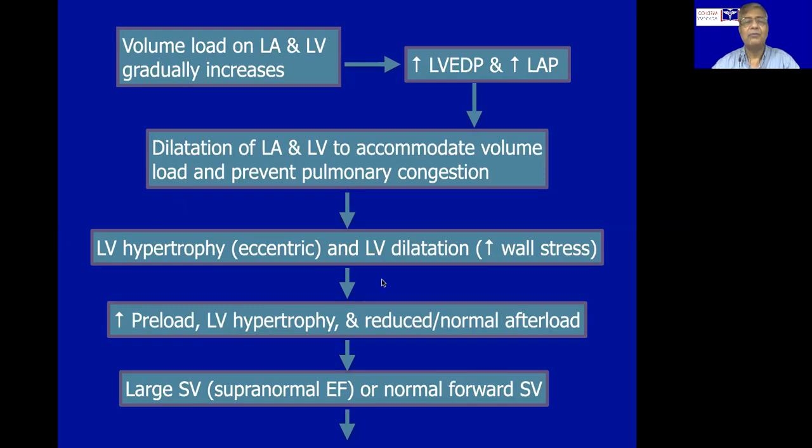This further leads to left ventricular hypertrophy, which is eccentric in nature, that is, the LV dilates, and to decrease the wall stress. This further leads to an increase in preload of the LV hypertrophy, and a reduced or normal afterload. All these lead to a large stroke volume. So a supranormal ejection from the LV or a normal forward stroke volume. The forward stroke volume into the aorta is normal. However, the actual stroke volume of the LV is supranormal.